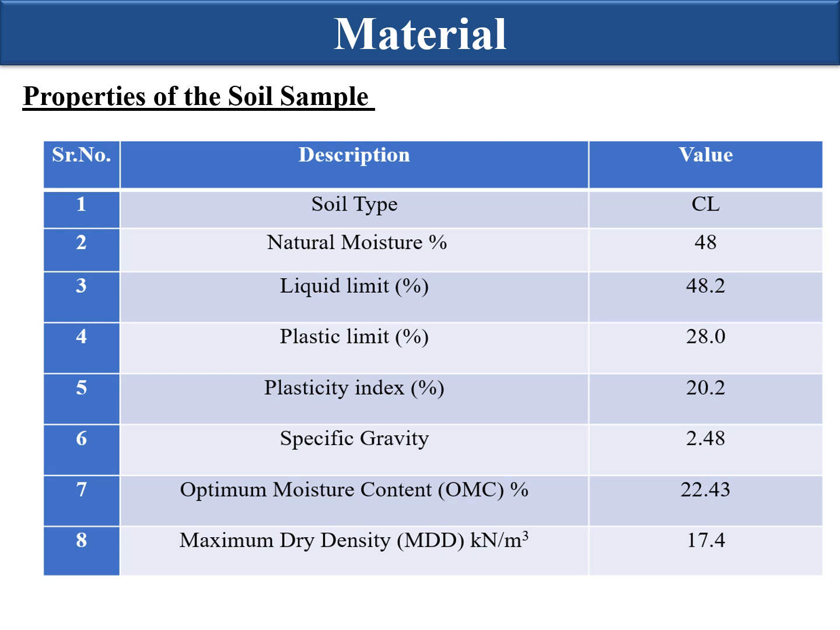Plasticity index is a difference between the liquid limit and the plastic limit. It is a range of water content over which the soil remains in the plastic state. Specific gravity 2.48. Specific gravity is a measure of the density of a substance in comparison to the density of water. Optimum moisture content 22.48%. Optimum moisture content is a moisture content at which the soil attains maximum dry density. Maximum dry density 17.4 kilonewton per meter cube. It is the peak dry unit weight.